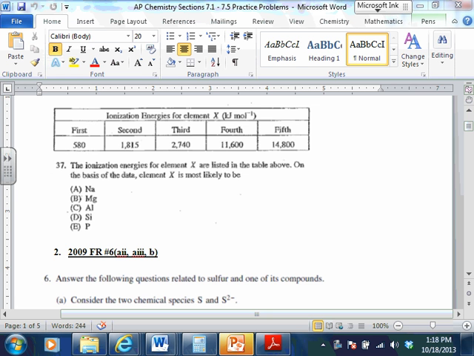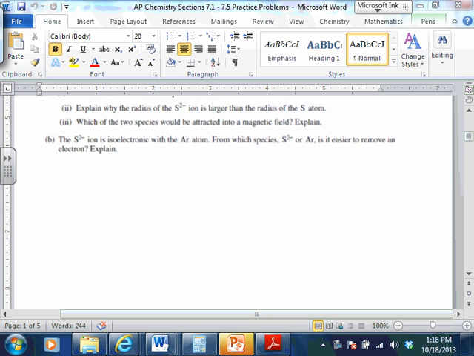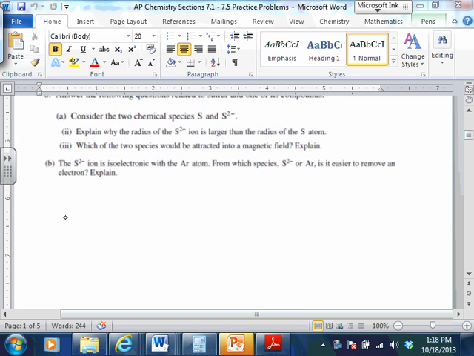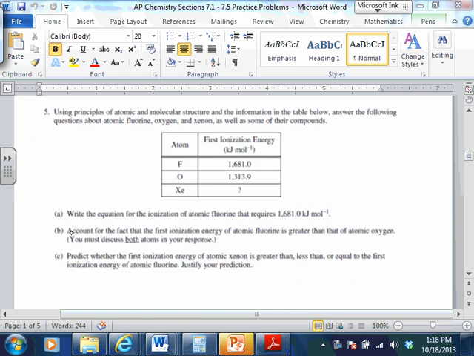is a pretty decent jump between first and second, which might correspond to, okay, you're taking a p electron from that first electron is a p electron out of the aluminum, and then the second one is going to be from the s orbital, right? Okay, so that seems to fit the data pretty well that we're looking at here. Okay?